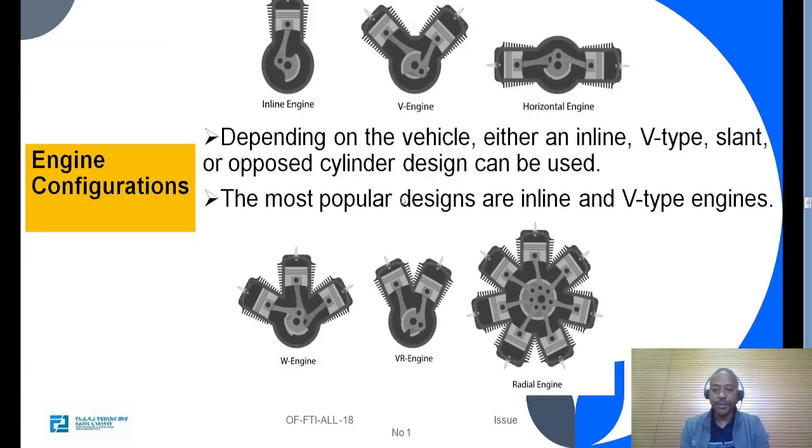Engine configuration. Depending on the engine, either an inline, V-type, slant or opposed cylinder design can be used. The most popular designs are inline and V-type engines. So we also have a W engine, a VR engine, and a radial engine. The radial engine is applicable in the aircraft industry.